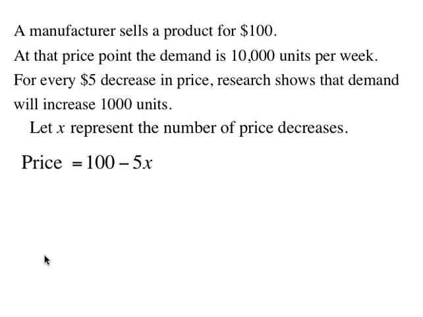Now, as the price decreases, the demand goes up. We are starting with 10,000 units. If we decrease the price by $5, it'll go up 1,000. So our demand is starting with 10,000 units plus 1,000 for each price decrease: 10,000 plus 1,000x. Now revenue is the number of items we sell times the price per item.